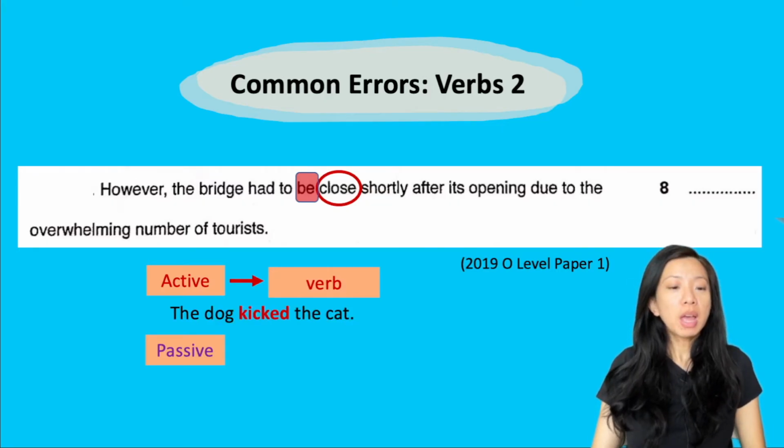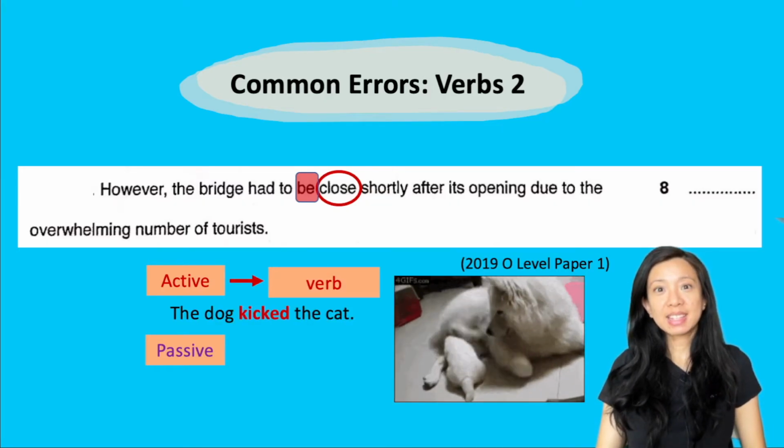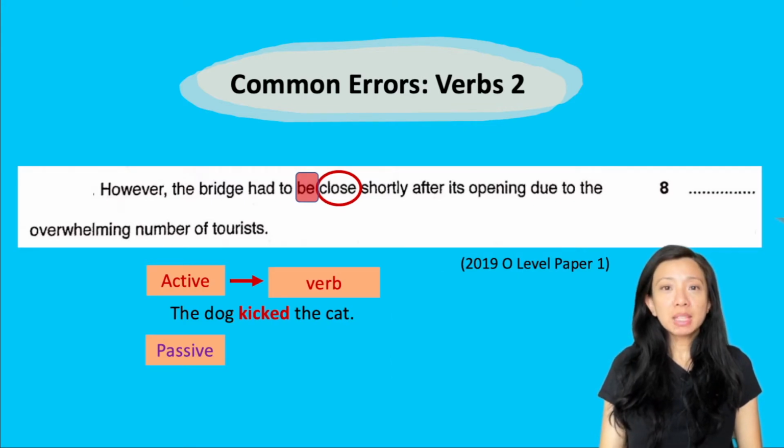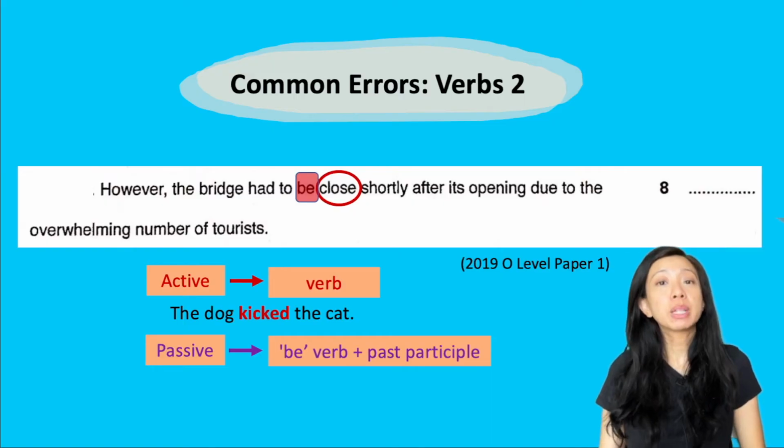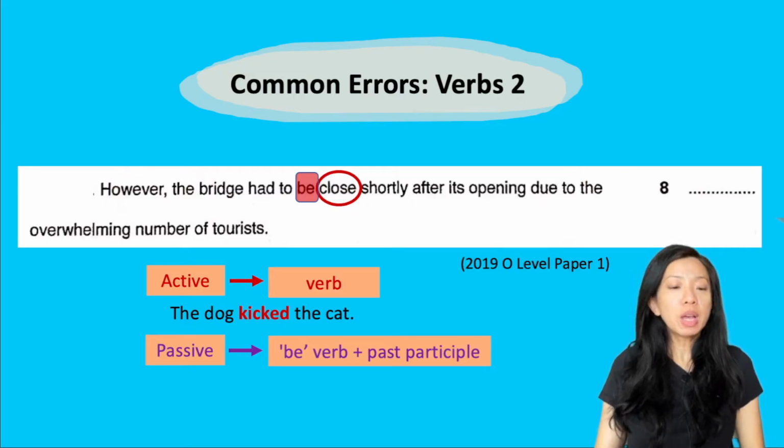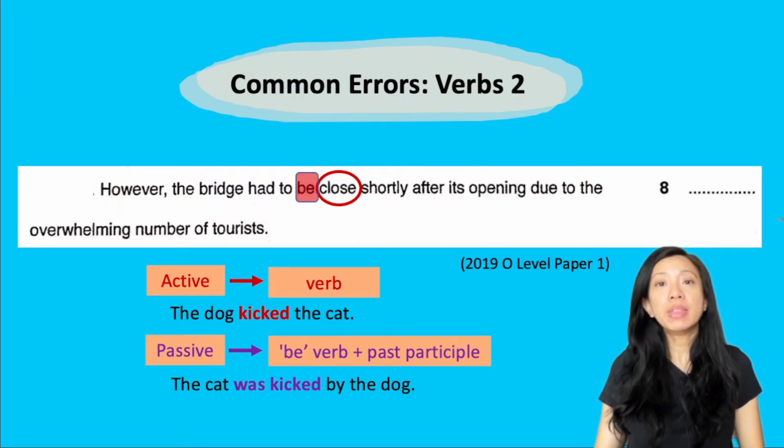For example, the dog kicked the cat. On the other hand, a passive sentence usually has a be verb plus another verb in the past participle form. For example, the cat was kicked by the dog. Another thing to note about passive sentences is that you usually can add a by at the end of the sentence. So for example, by the dog.